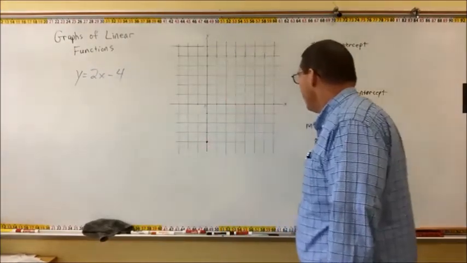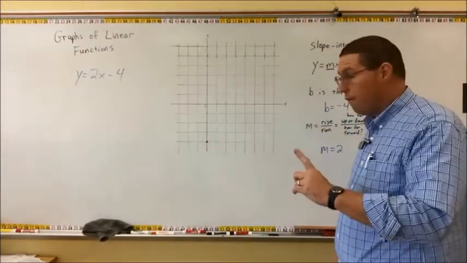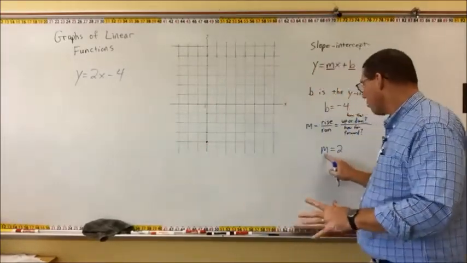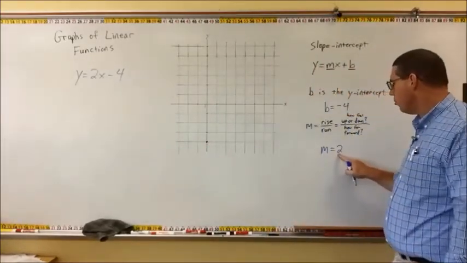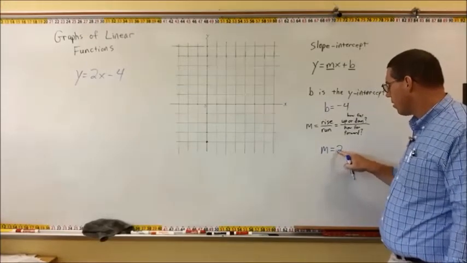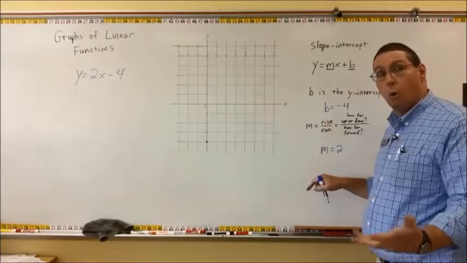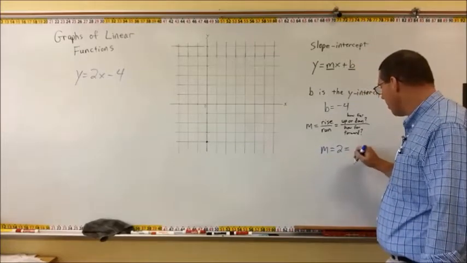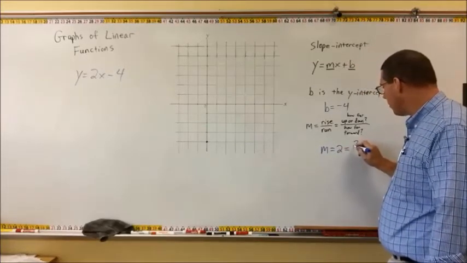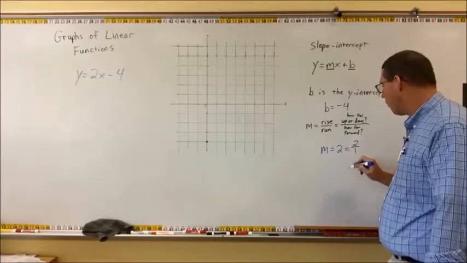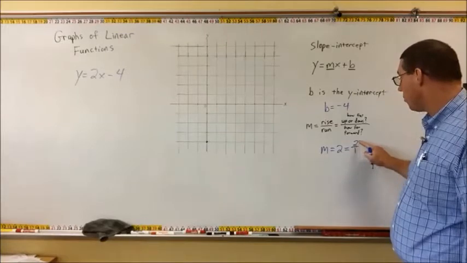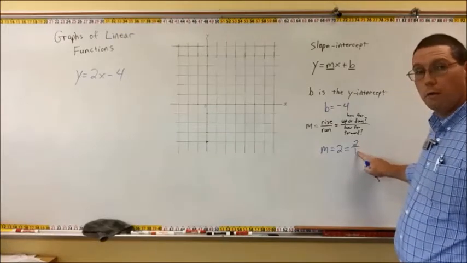Okay? Then from that dot, from the y-intercept, we're going to look at our slope. The slope is 2. Well, this is not a fraction. This doesn't look like rise over run. Or does it? Hang on. Remember that all numbers are fractions. If you have a whole number, it's the same thing as that whole number over 1. So that means that the slope is actually 2 over 1. Rise 2 over 1 run.